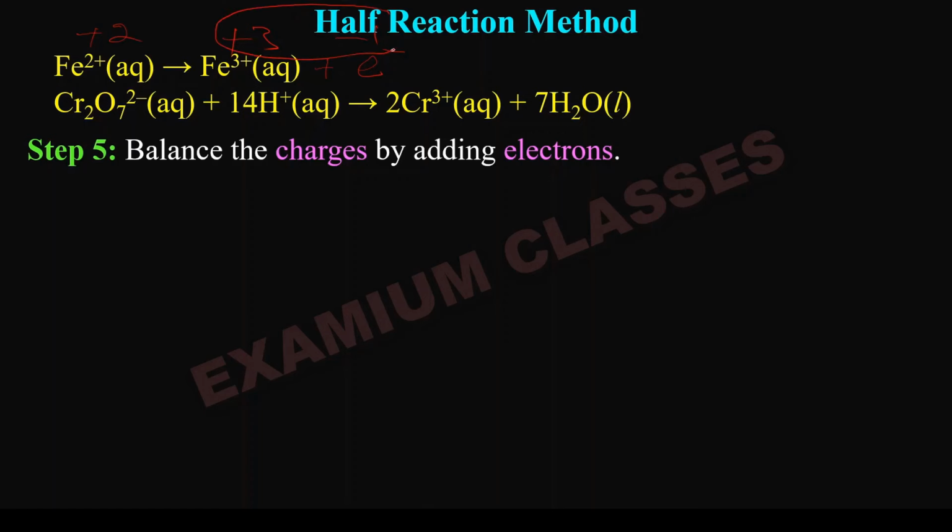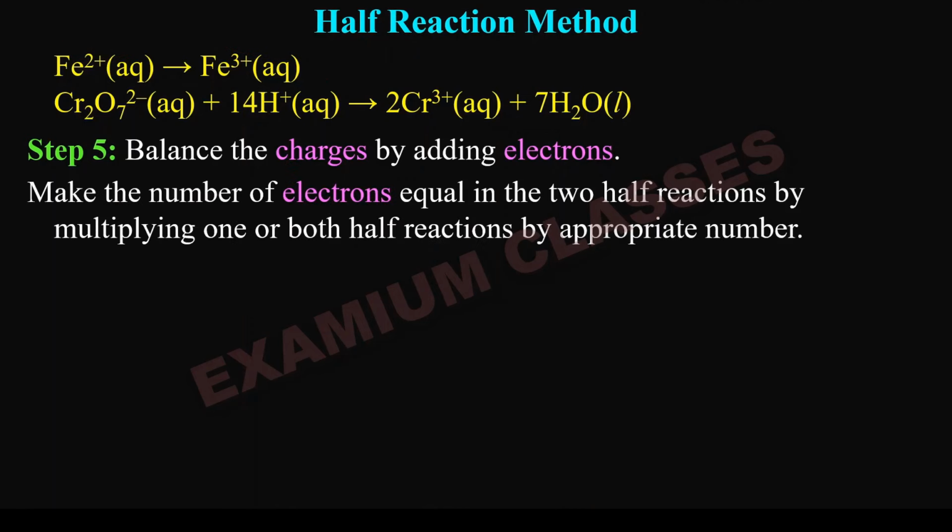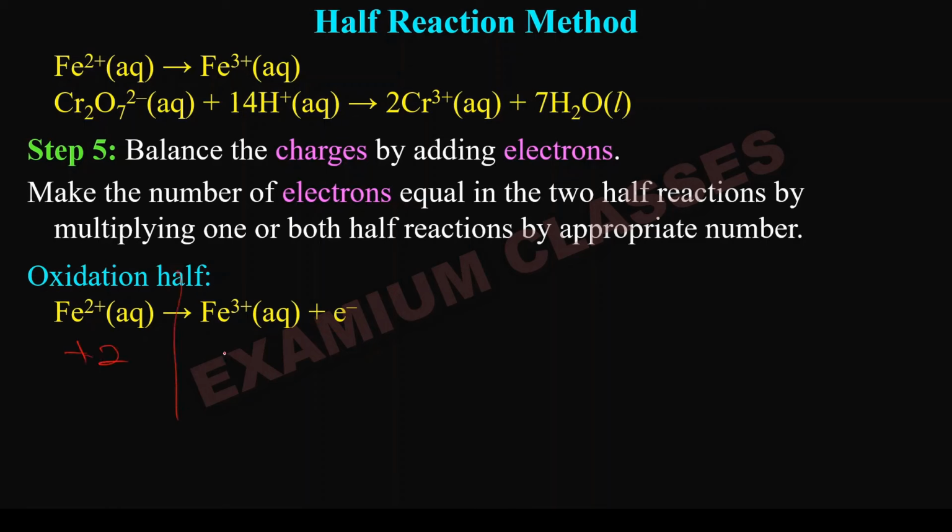Total +3 minus 1 will give me +2. Now on both sides I will be having +2. So this is the way to balance the charges. I will balance the charge for the oxidation half by adding one electron on the right hand side. I have +2 charge on the left hand side. I have +3 minus 1, that is +2 on the right hand side.